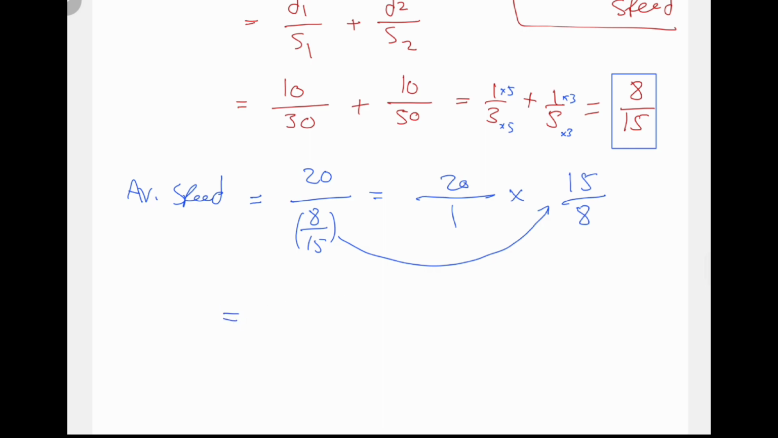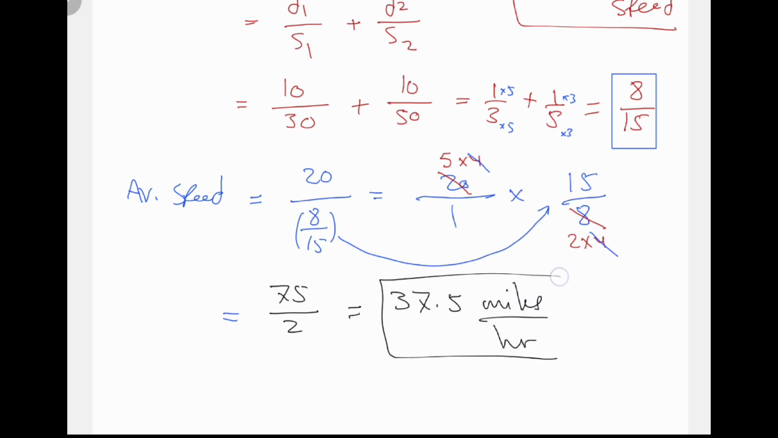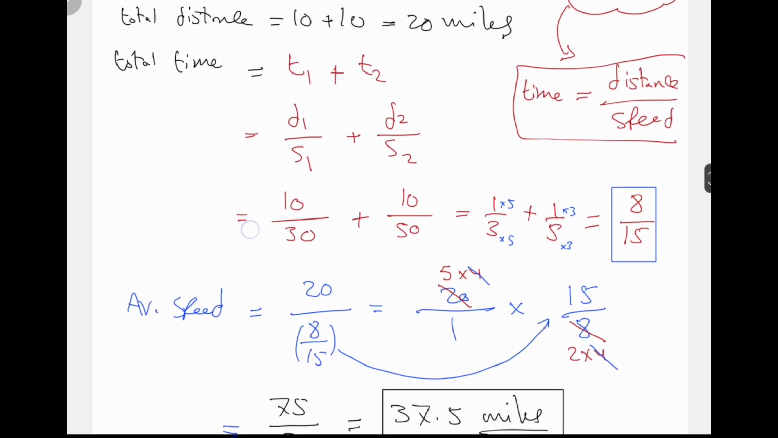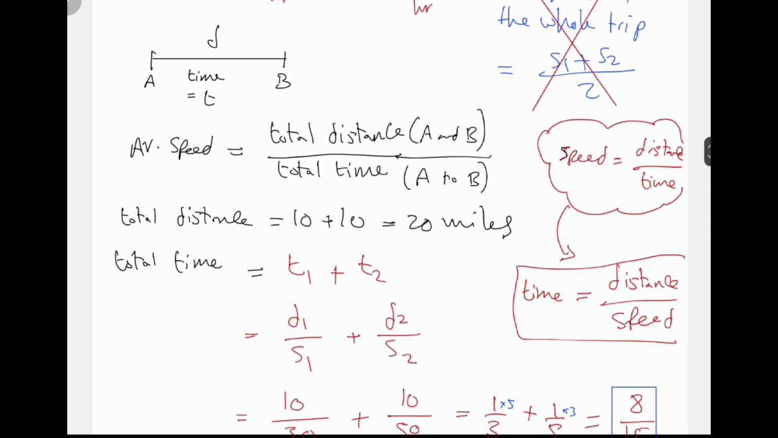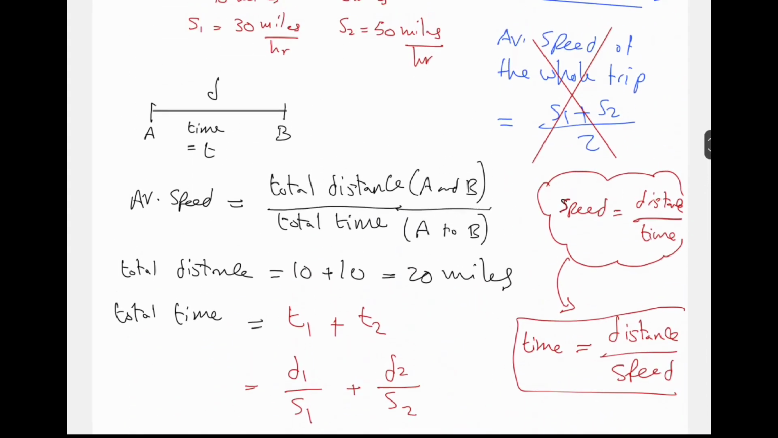So we can simplify. This is 2 times 4, and this is 5 times 4. So we have 4 and 4 as a common factor. So we have 15 times 5, which is 75 divided by 2. And the answer is 37.5 miles per hour. And that's the answer. So the answer is not 40 as someone may expect.